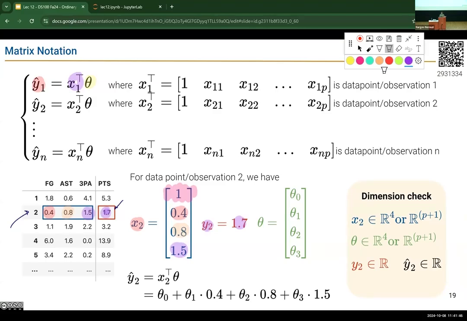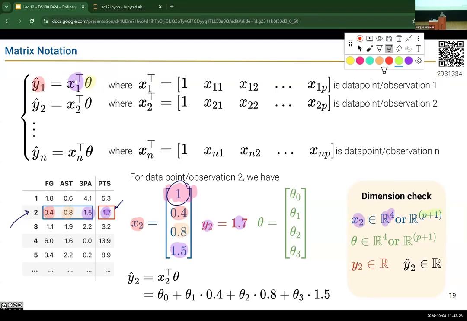So the dimensionality of x2, or the observation, I'm saying that it's in R4, or a 4-dimensional space. It is correct because I have 3 different features, field goal, assist and 3PA, and then I added 1 more dimension for this bias term that I added right here. So always, if you have P different features, the dimensionality of your observations is going to be P plus 1: P for the P different attributes that you obviously have for any observation, and then 1 for the bias trick, or the bias term that you're adding on top of that.